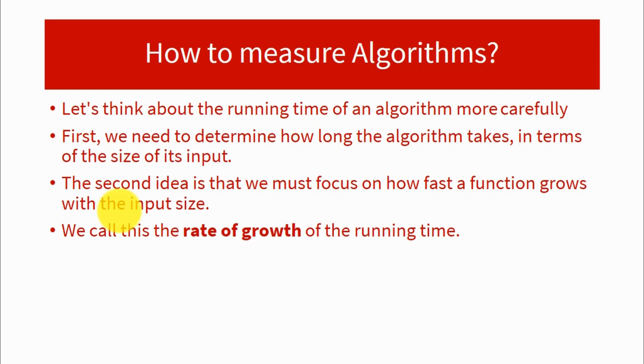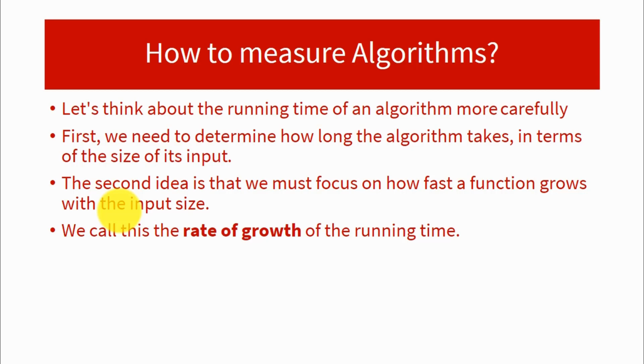So a naive way to measure the running time of an algorithm is using a stopwatch, but of course that depends on a lot of things. For example, the speed of the processor in the computer, the compiler, how optimized that compiler is, how long it takes to convert the source code into the object code, among other factors.